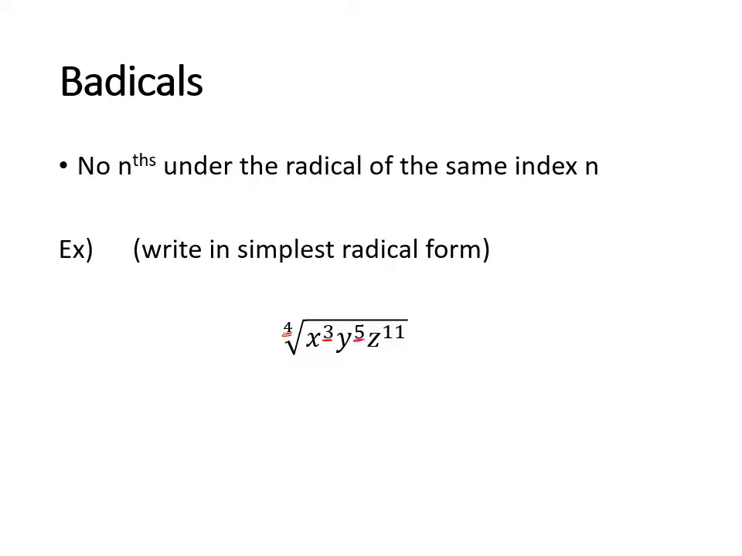There are enough y's, right? There's 5 of them, and we only need 4 in order to be able to pull out a y. So if we pull a y out, we'll still have 1 left over inside. And this 11, clearly we can pull 2 out, and we'd have 3 left over, right?